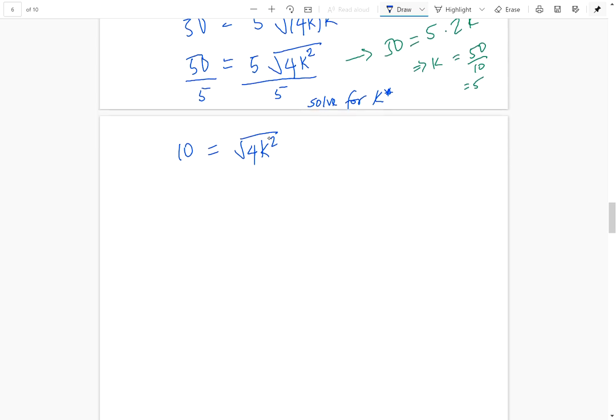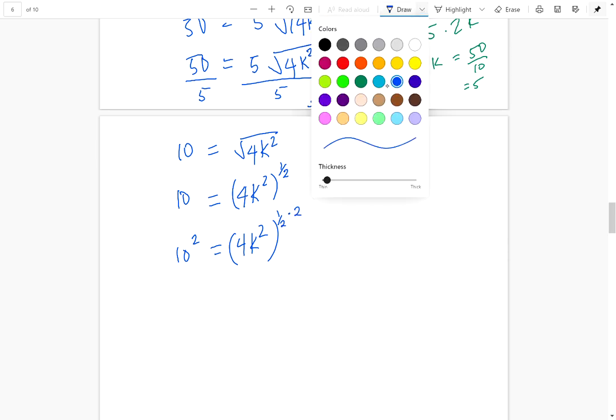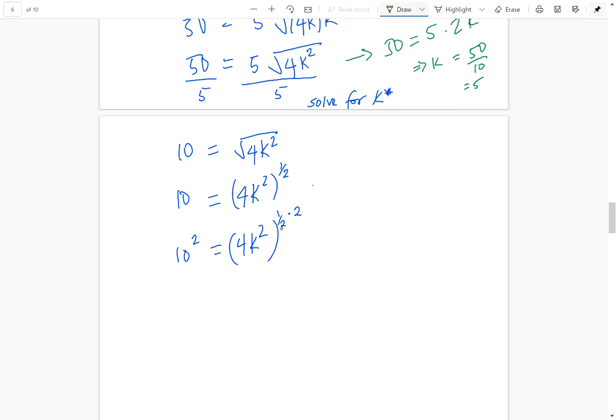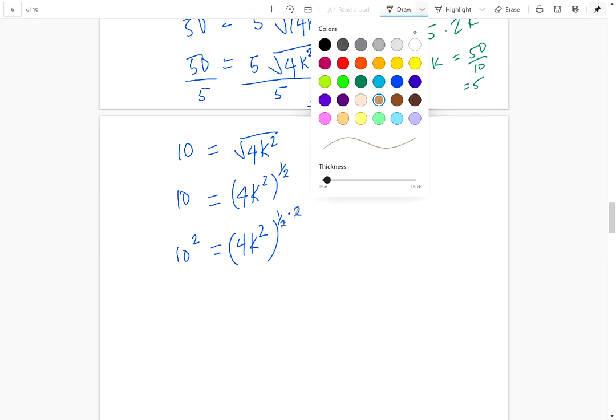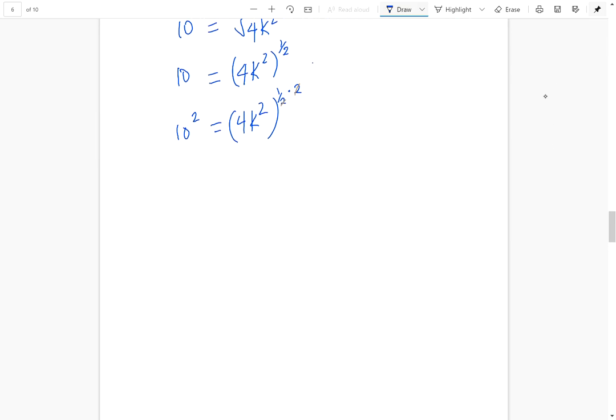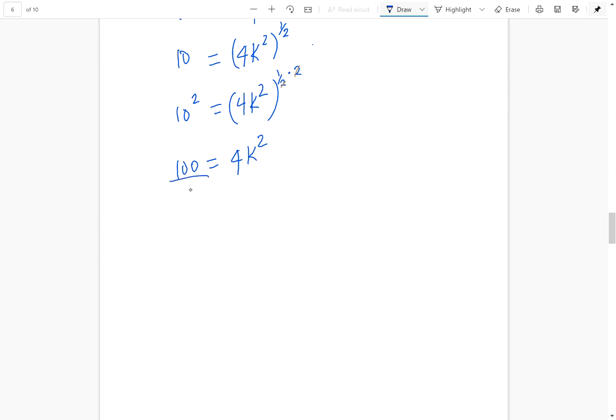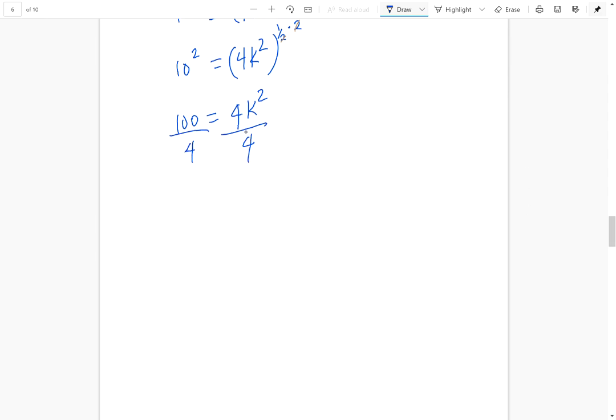All right, so then we can take this square root to the other side. So this is 4k squared to the power of 1 over 2. If you raise both sides to the power of 2, we'll have 10 squared is equal to 4k squared to the power of 1 over 2 times 2. Those cross out. So we're left with 100 is equal to 4 times k squared. Divide both sides by 4, so we can again isolate k.